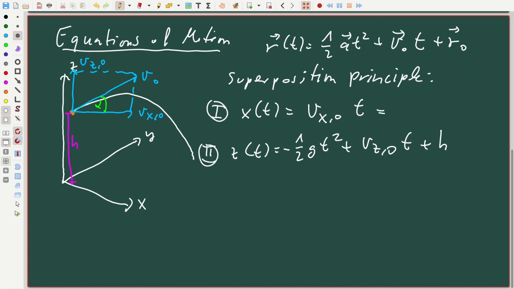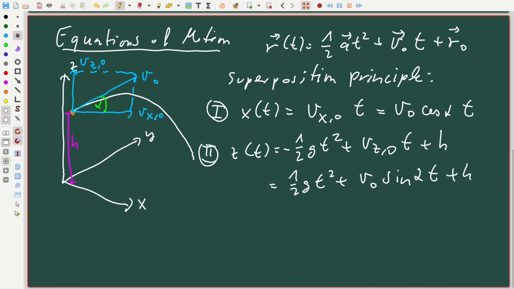Now what we can also do, we can use trigonometric functions in order to find a relation between vx0, vz0, and v0. So it turns out, when we take a look at this graph here, which we have drawn, that x is the same as v0 cosine alpha, and then we have to multiply it with t. And in case of z, this is the same as minus 1/2 g t squared plus v0 times sine alpha times t plus h. And now we have 2 equations which are very important, and due to this reason I would like to highlight them as well.